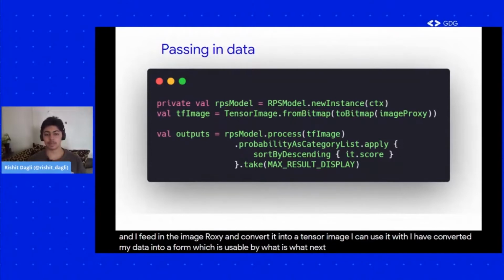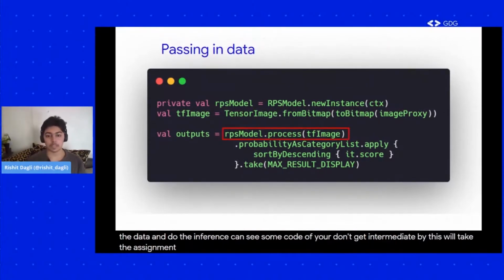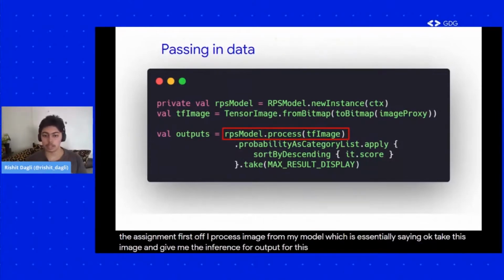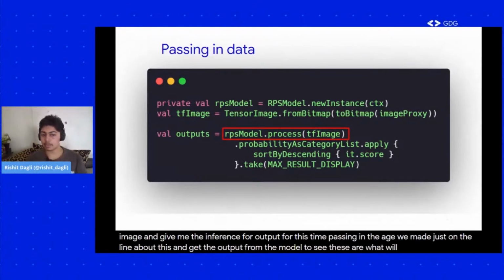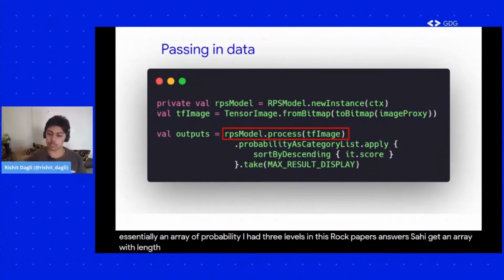What next? Well, I'll do the inference itself. So let's pass in the data and do the inference. You can see some code over here. Don't get intimidated by this. We'll take this line by line. First off, I process the image from my model, which is essentially saying, okay, take this image and give me the inference, or the output, for this. So I'm passing in the TF image we made just on the line above and getting the outputs from the model. What we get from this is essentially an array of probabilities. I had three labels in this: rock, paper, and scissors. So I'll get an array of length 3 with the probabilities for each of these classes.